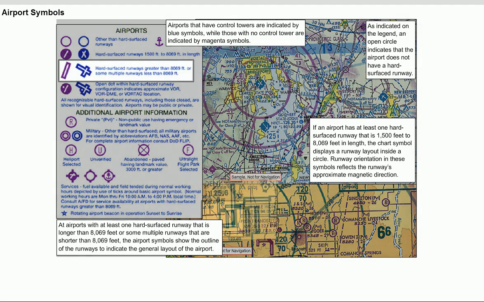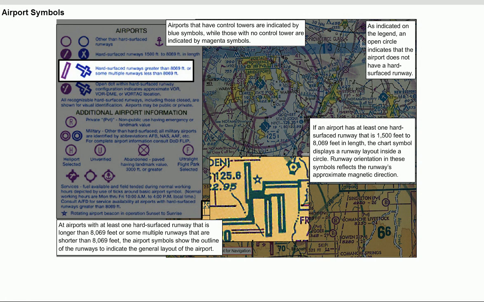At airports with at least one hard surface runway that is longer than 8,069 feet, or some multiple runways that are shorter than 8,069 feet, the airport symbols show the outline of the runways to indicate the general layout of the airport. The airport symbols are not enclosed in a circle. If you were flying over the airport, you could recognize all hard surface runways by the pattern on the chart symbol.